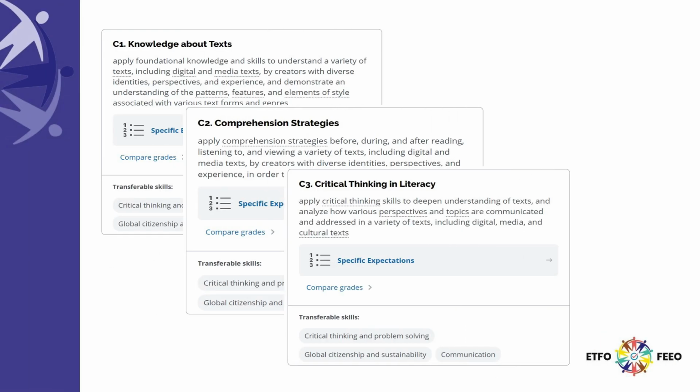When you look at the overall expectations within the strands, you're able to see the specific expectations in more detail, along with the transferable skills that relate to that overall expectation. In this example, for comprehension, we can see that critical thinking and literacy has the transferable skills of critical thinking and problem solving, global citizenship and sustainability, and communication. All skills that relate to the communication strand in Scarborough's reading rope.